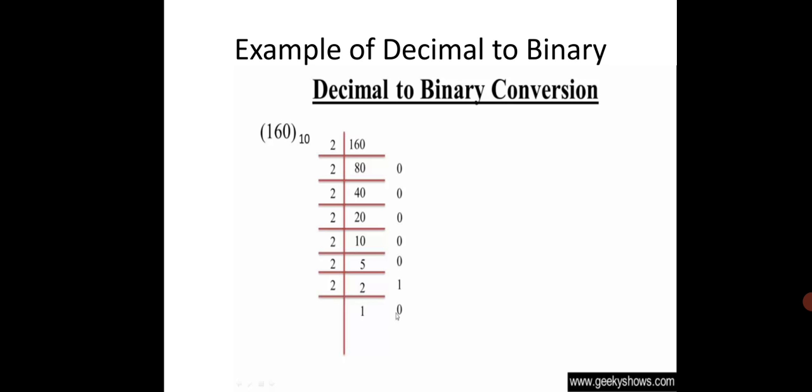So in the exam, the question will be asked like: convert decimal to binary, and the value will be given as 160 or any value like 35, 29, 88, 16. So you have to convert it into binary and solve it in this way.